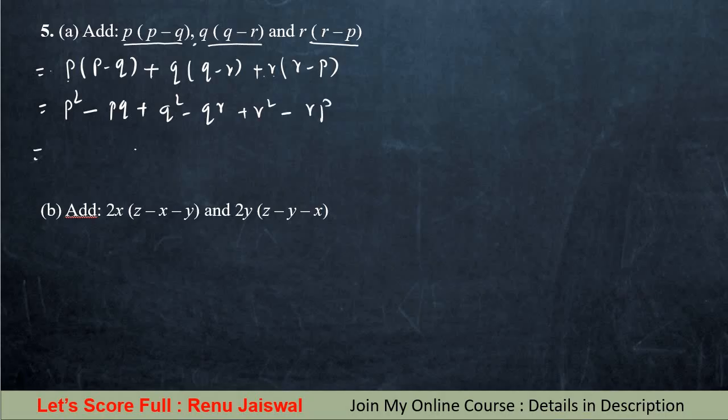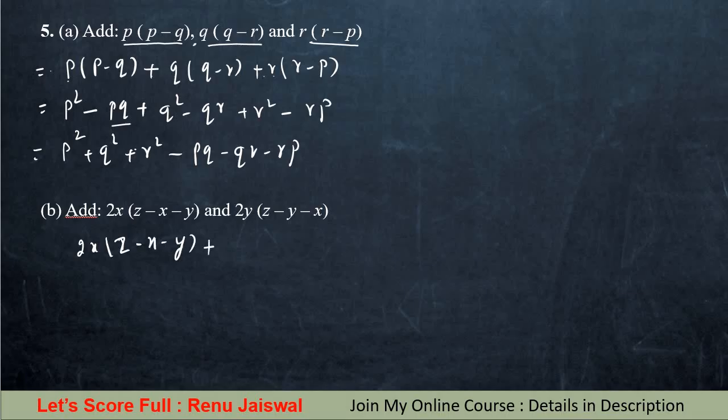Check we have like terms. So first I'll write all the square terms first because I can see clearly. Minus pq, no other term, so write minus pq, minus qr, and minus rp. No like terms are there, so simply we can write as it is. See the next one. Again we have to add. So 2x, z minus x minus y, it says add, so simply add.